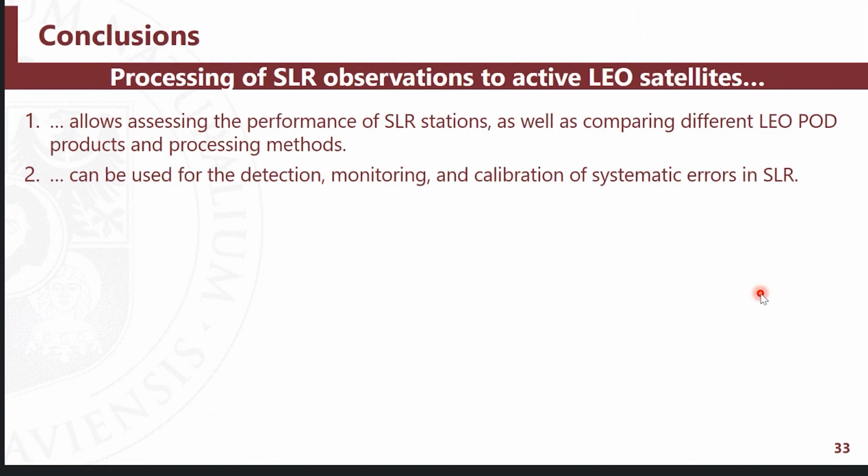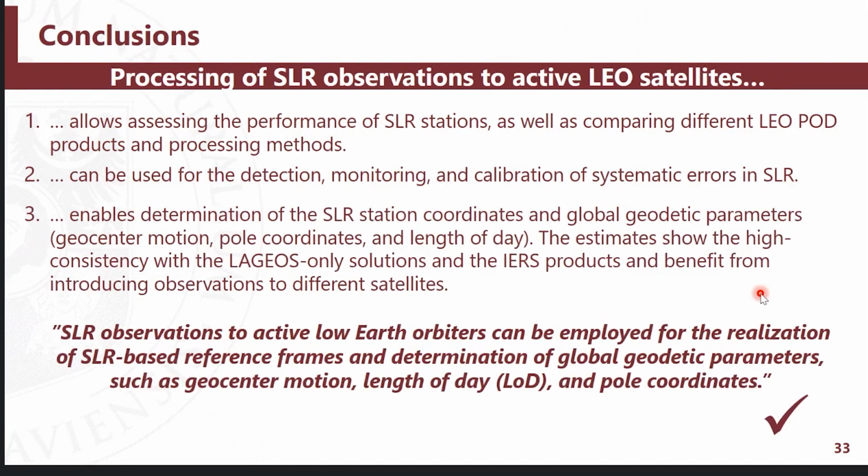For example, tropospheric bias corrections reduce both the offset of residuals as well as the elevation angle dependency of residuals, and allow us the determination of SLR station coordinates and global geodetic parameters: geocenter motion, pole coordinates, length of day parameter. The estimates show consistency with the Lageos-based solution or ITRF products, and a benefit from introducing observations to different types of satellites, not only spherical geodetic. Thus, the main hypothesis of my work can be considered as verified.